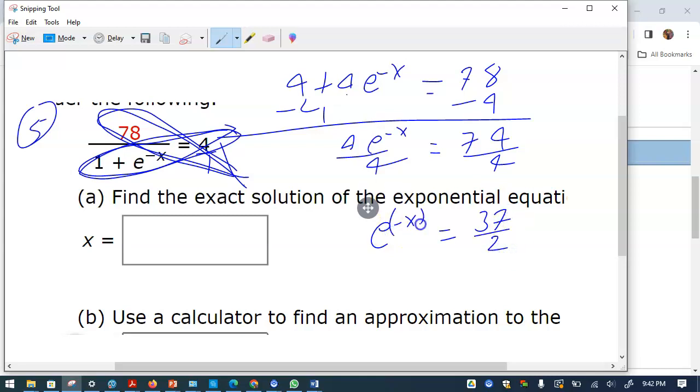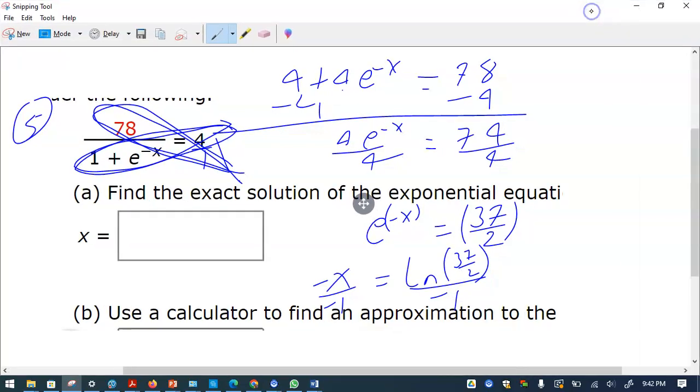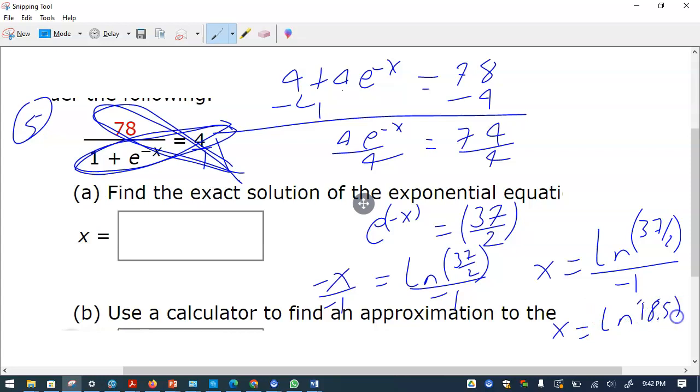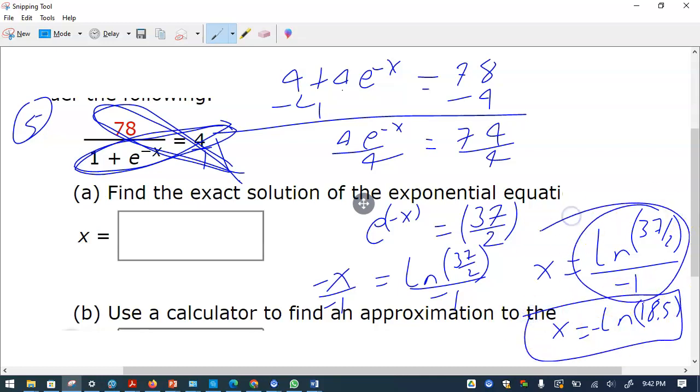And then you use the input and output. So ln of the output becomes the input, equals minus x, that's the output, and then divide by minus 1. So your final answer is x equals ln of 37 over 2, divided by minus 1. Or you could also write this as minus ln of 18.5. This also is the correct answer.